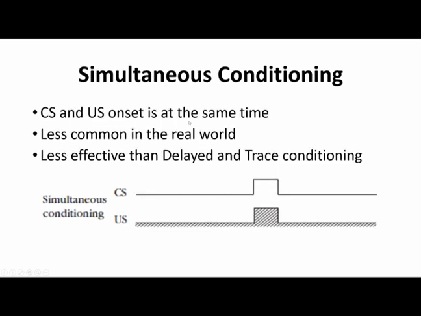All right, next we have simultaneous conditioning, and this is one of the easier ones to remember. Basically, our CS and our US both turn on and turn off at the exact same time. So the onset is the same, the offset or the turning off is the same, and they run for the same duration.